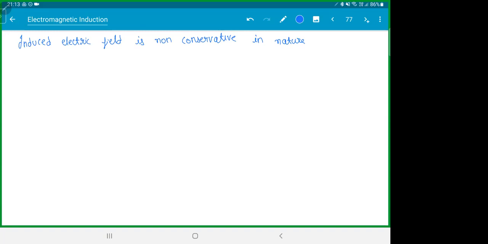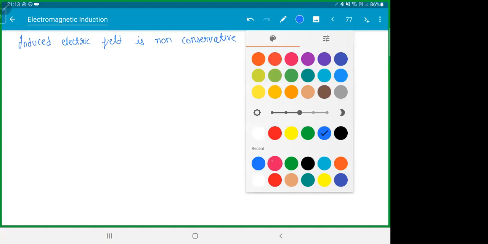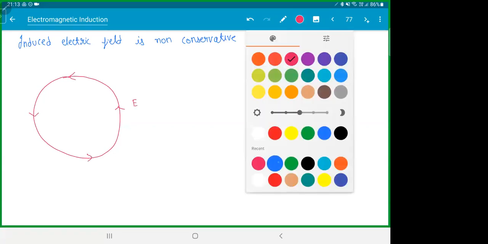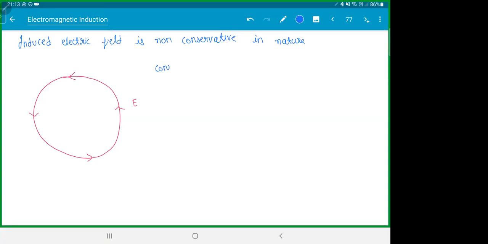Clear? So now see what happens here. If you look at this, unlike a conservative force, the induced electric field, remember, is circular in nature. So because of this, what happens? Consider a charge q that goes along the field in a circle.